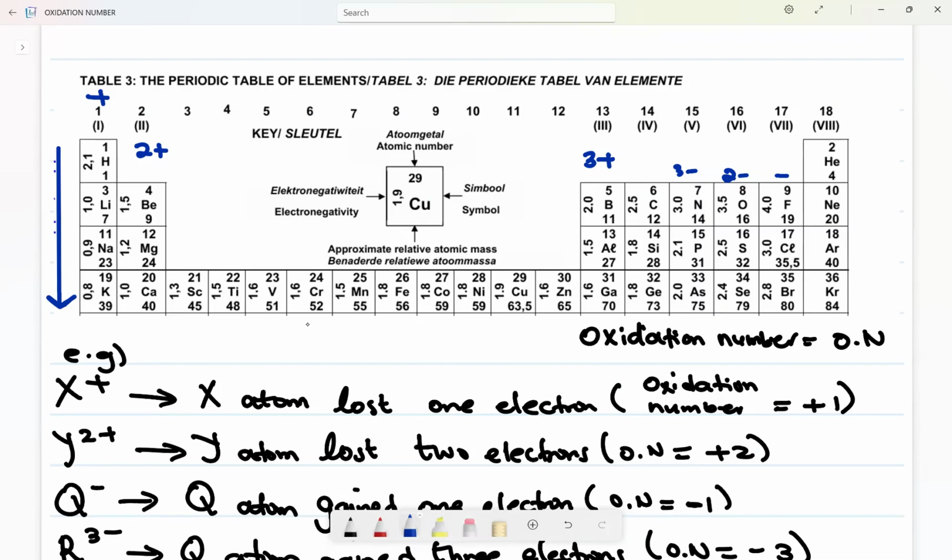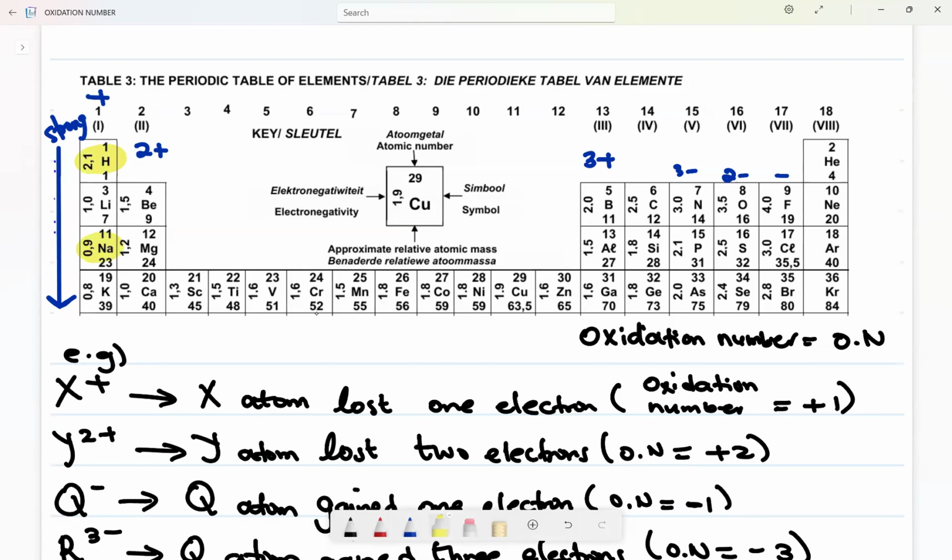What I'm just going to say to you now is that as you go down, it becomes stronger. As you move down, your positive becomes strong. So now you can see that sodium is stronger than hydrogen.